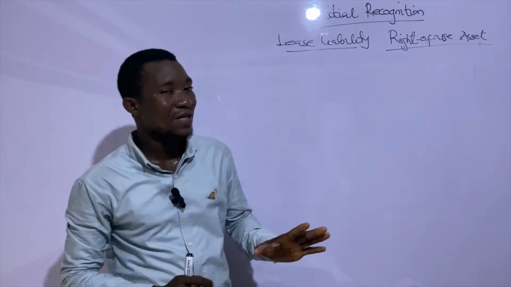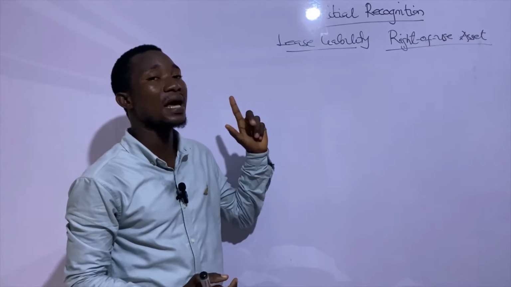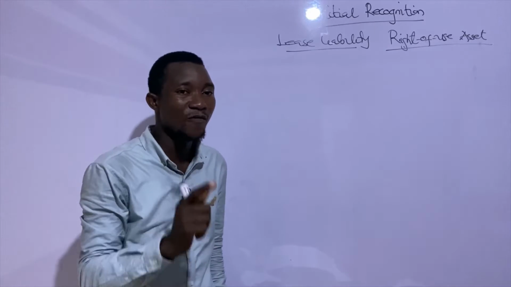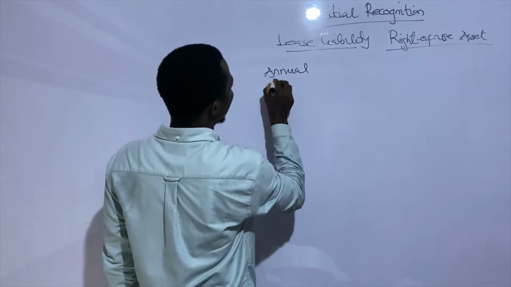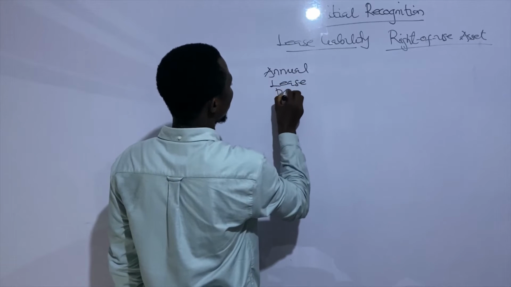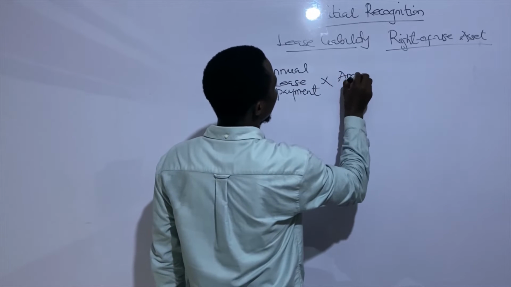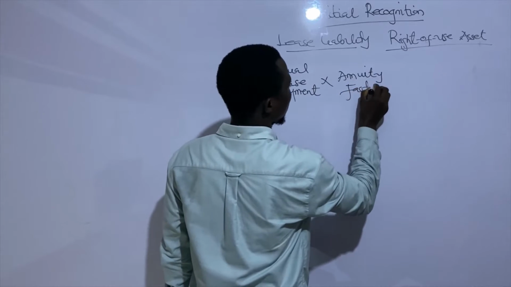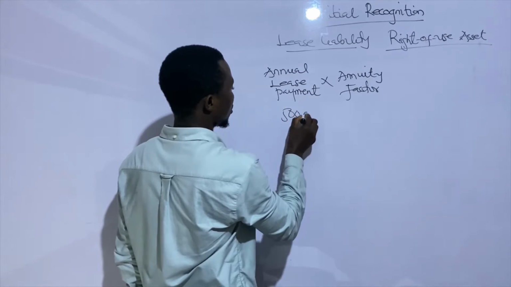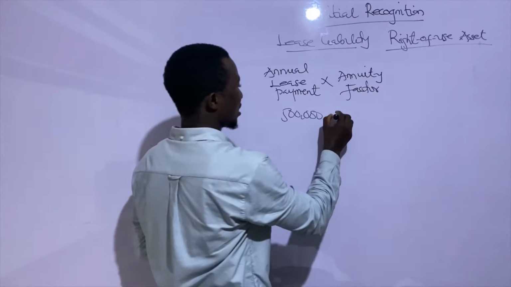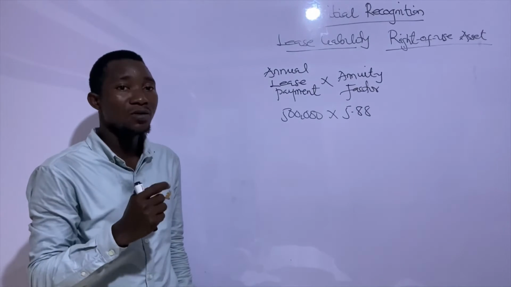I told you that in this particular question, the cash cost price of the asset is not given. If it is given, we will take that as the lease liability. But because it is not given, we adopt the concept of annuity. So we use this formula: annual lease payment multiplied by the annuity factor. The annual lease payment in this question is 500,000, and the annuity factor is 5.88. The lessee adopts the annuity concept because the same amount of money is paid periodically.